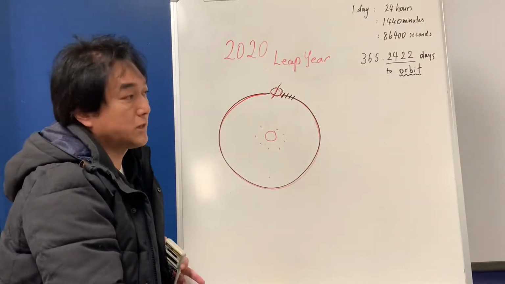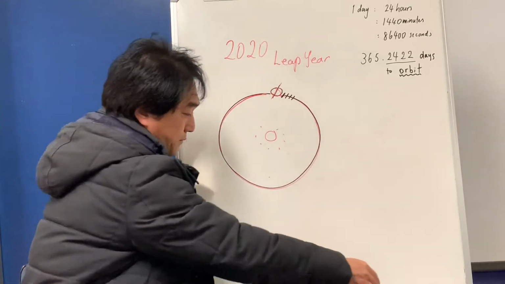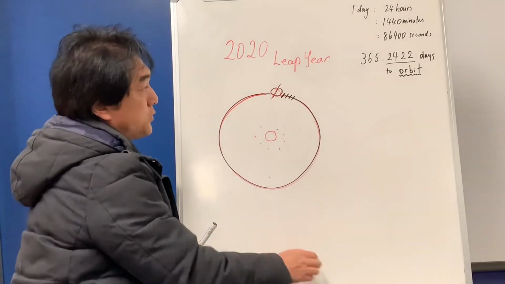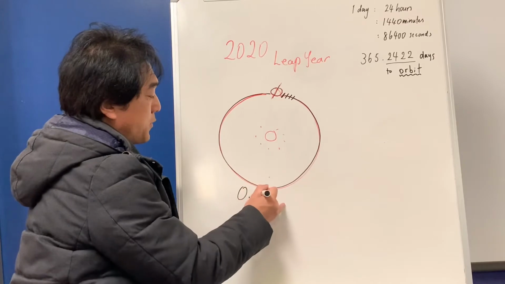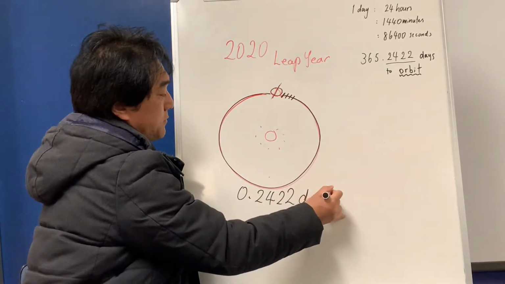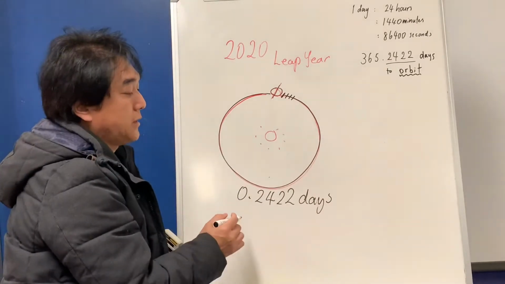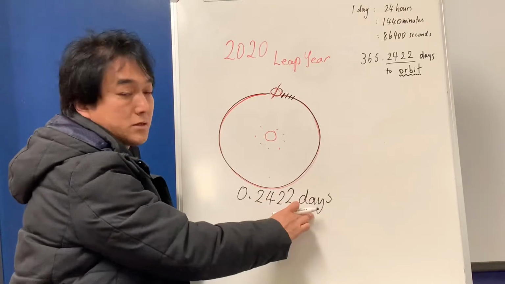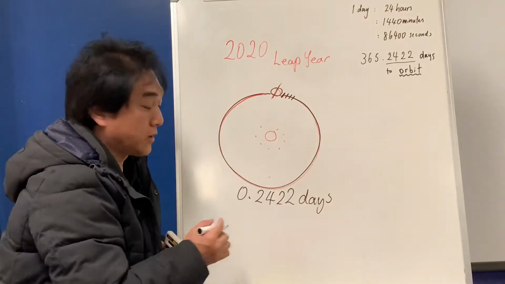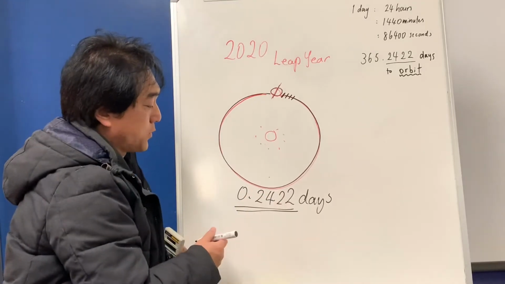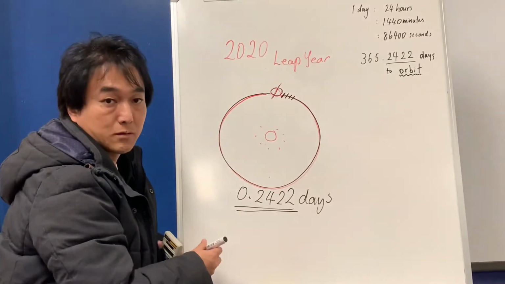So let's quickly find out. This part says 0.2422 days. How many hours is that? How many minutes is that? How many seconds can this be? So let's quickly pause the video. Can you find out how many seconds actually this 0.2422 days could be?